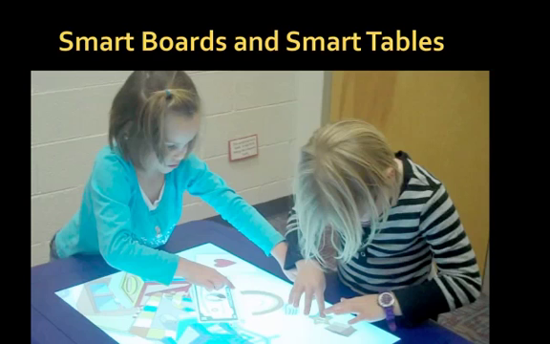Smart boards and smart tables are an integral part of many early childhood classrooms. Smart boards are generally mounted on the wall, and smart tables are flat. The multi-touch capability allows children to engage socially while using the board or the table and to learn from and with each other. This is an important aspect of the technology that makes it more developmentally appropriate.